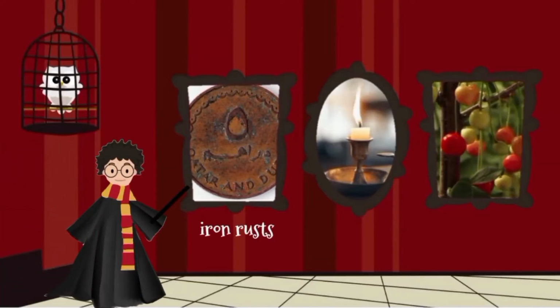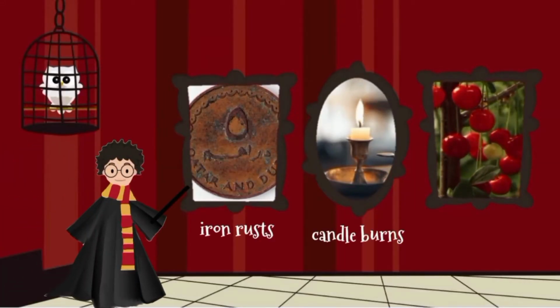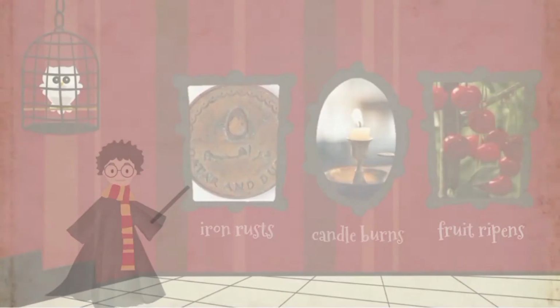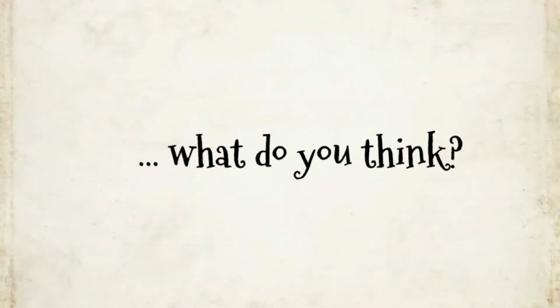Have you ever wondered how things formed? Or how can two materials be formed into new materials? For example, how does iron rust? Why does the candle burn? Or how does a fruit ripen? What do you think?